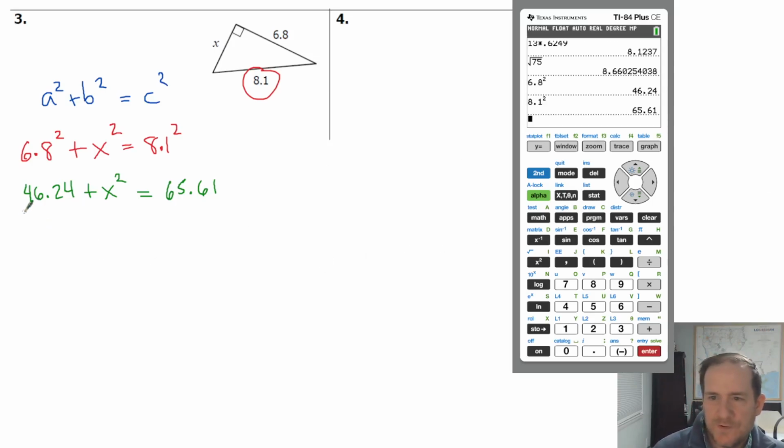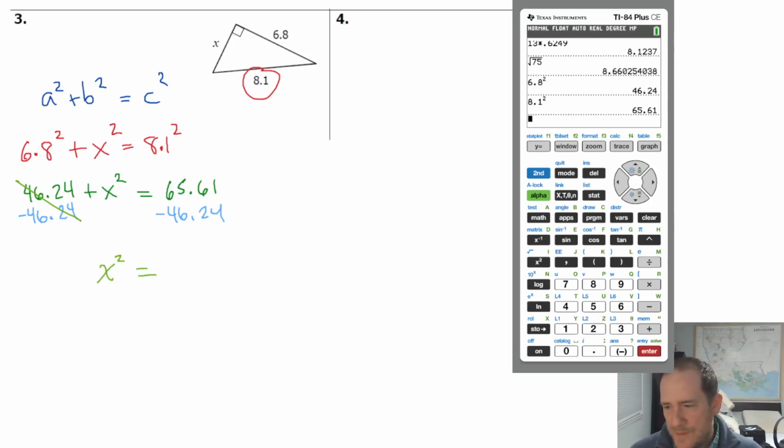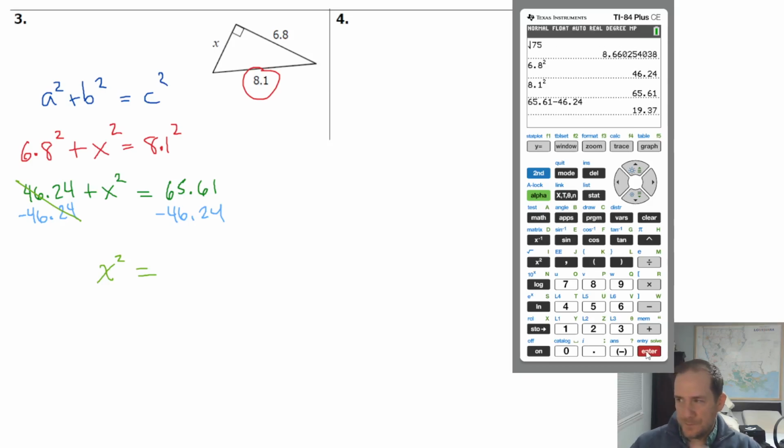So the next step is subtract 46.24 from both sides. You get those to cancel. You get an x squared that equals, and I'm not going to do that math in my head, it looks like we want to do the 65.61 minus, and you can go get the old answer. If you use the arrow keys on these fancier calculators, you can get that old answer by just pressing enter rather than having to retype it all in. So that's kind of a time saver. But I'm getting 19.37.